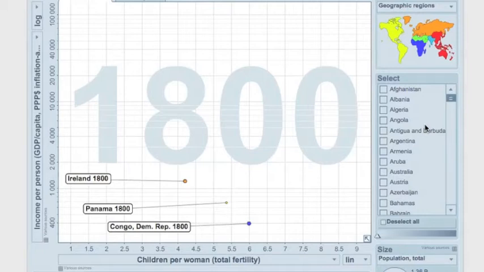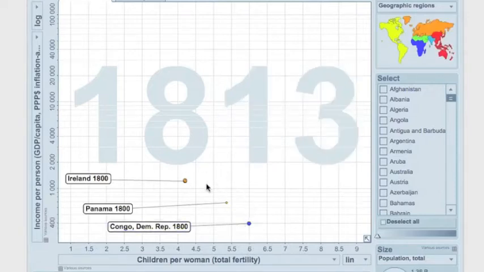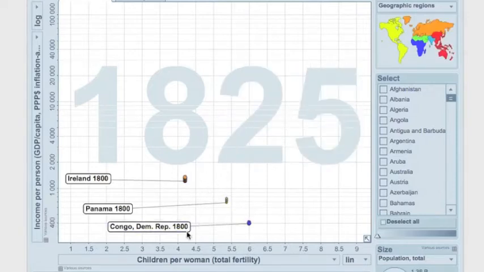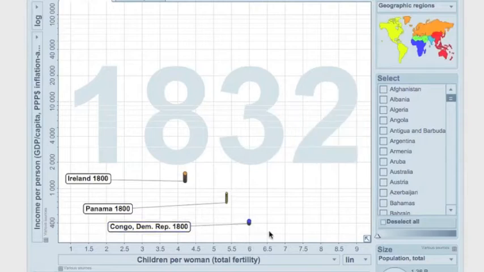And the second reason is to find out the relationship between income per person and children per woman. I want to determine if a country has the highest income per person, will there be fewer children or more? So yeah, let's get started. As you can see, all these three countries will rise up soon. We can see Ireland is rising first, followed by Panama and then the Democratic Republic of Congo.